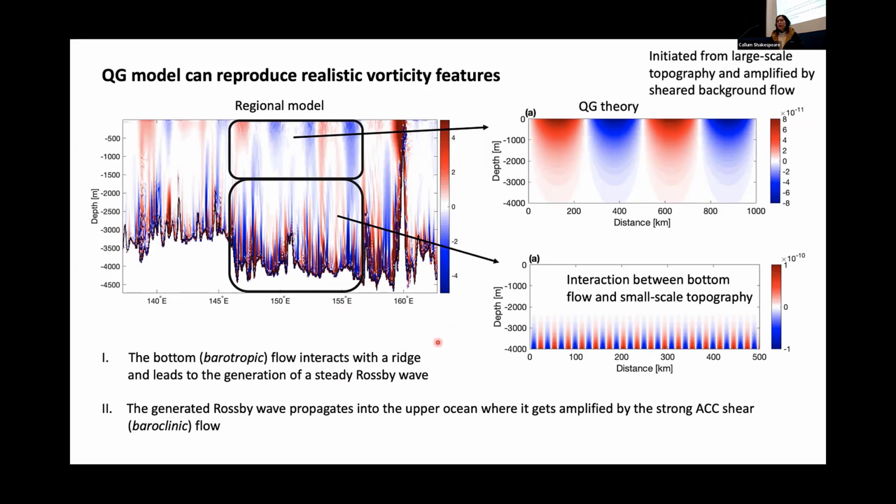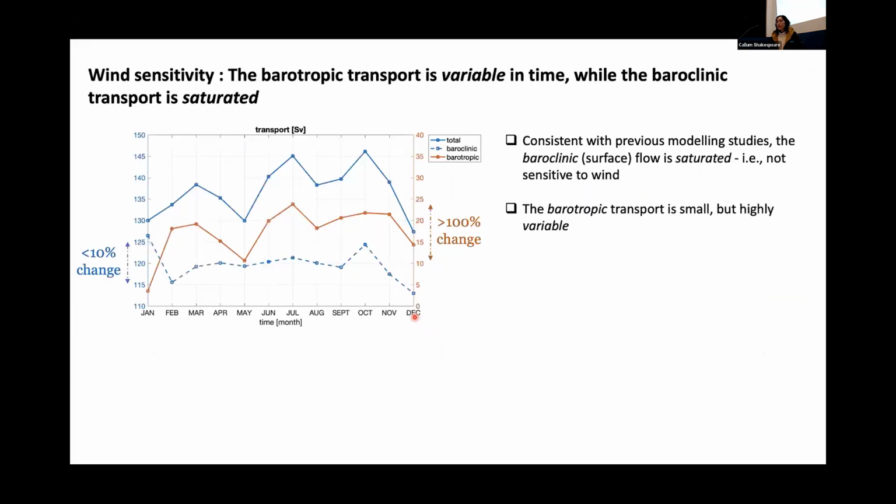And theoretically, if the bottom flow changes, it could also lead to the standing meander changing differently, because it is the bottom flow that interacts with the large scale topography to generate the Rossby wave we need to produce a standing meander. And this is true in our regional model. Now we use this regional model to explore a bit about wind sensitivity.